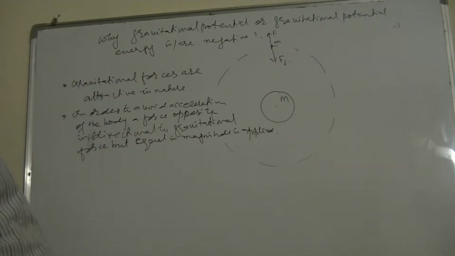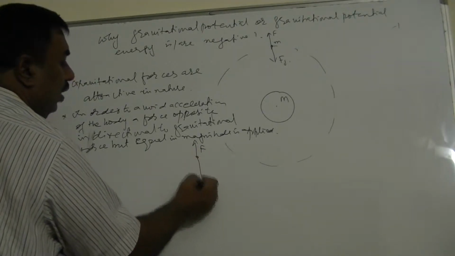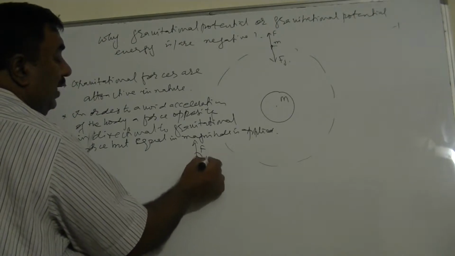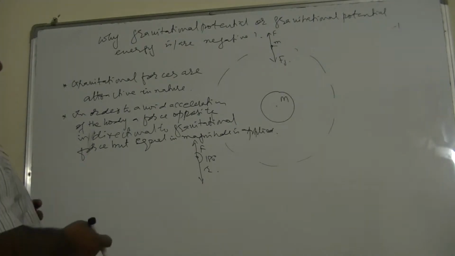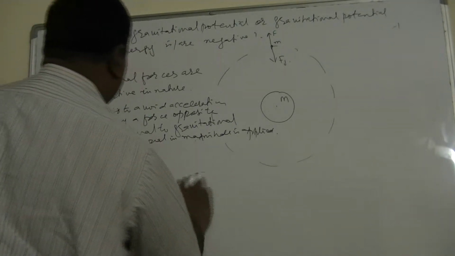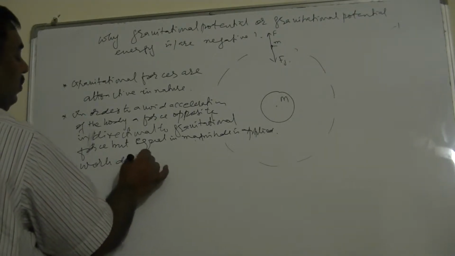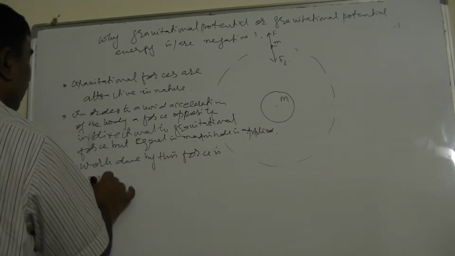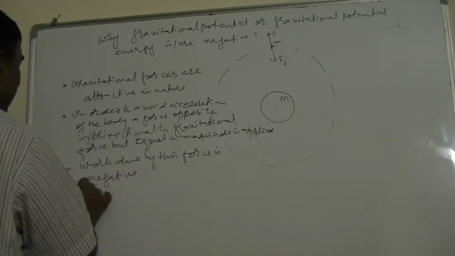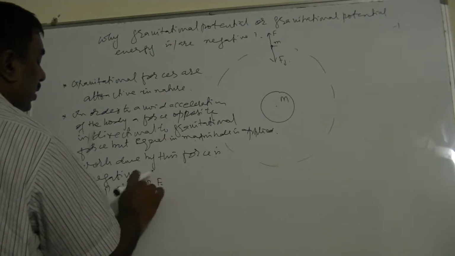So this applied force is upward and displacement is down. So clearly the angle between these two is 180 degrees. And work done is F r cos 180, so work done will be negative because the displacement is against the direction of the force. So work done by this force is negative. If work done by this force is negative, it means hence gravitational potential or gravitational potential energy is negative.